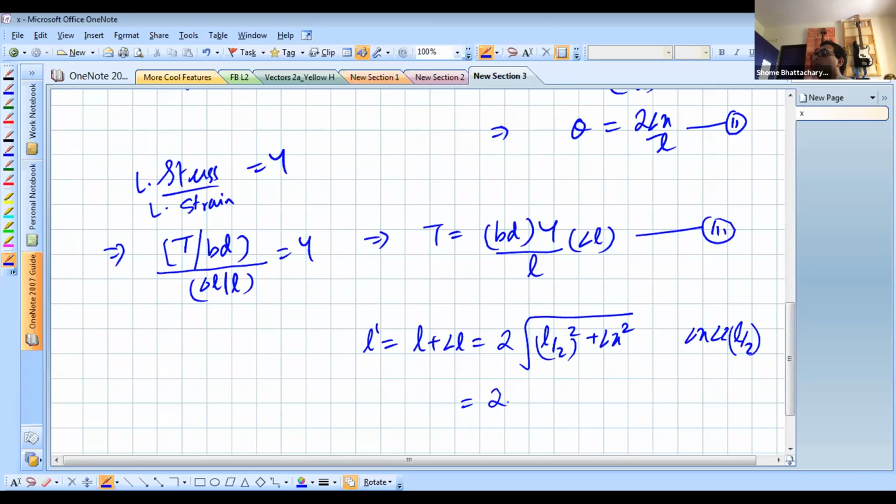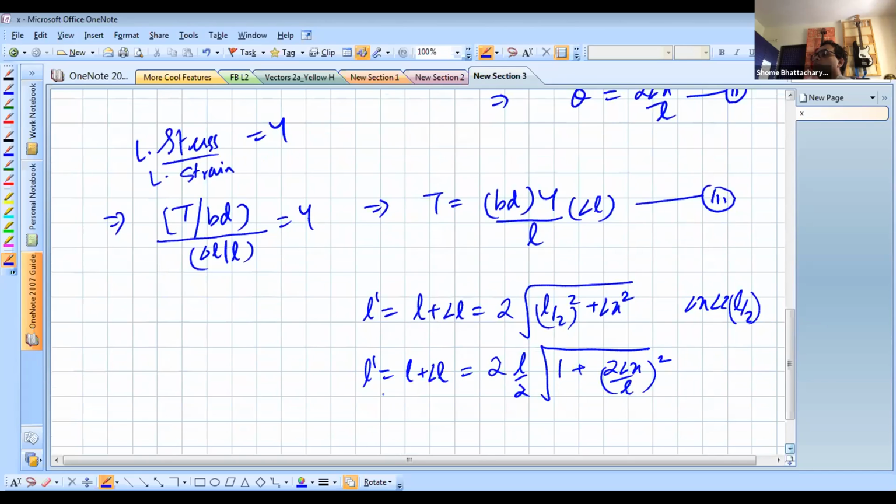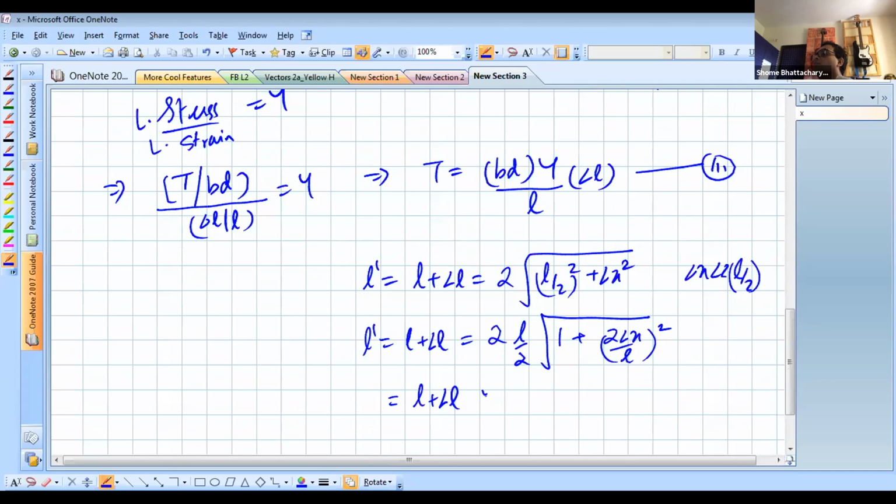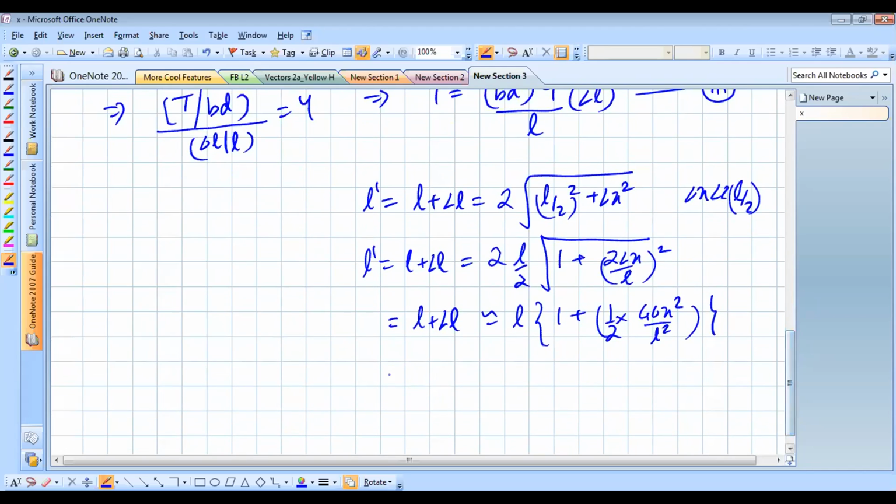So we can take L by 2 outside, times 2: square root of 1 plus (2 times delta X by L) whole square. So that is my L prime, which is L plus delta L. Now we'll use the binomial approximation. So L plus delta L is approximately equal to L into 1 plus half into this, that is 4 delta X square divided by L square. Understood this step? Now the power half is coming inside. Yes, sir. Right? Yeah. Okay.